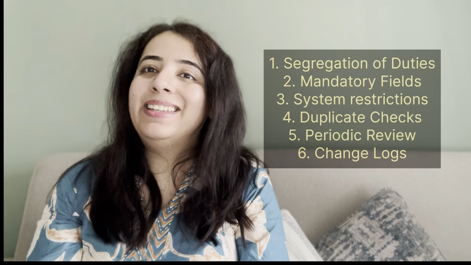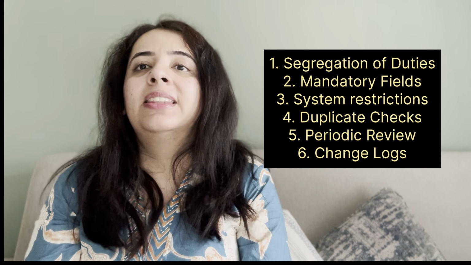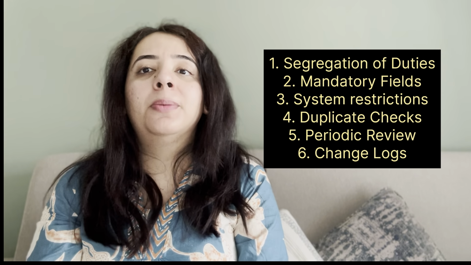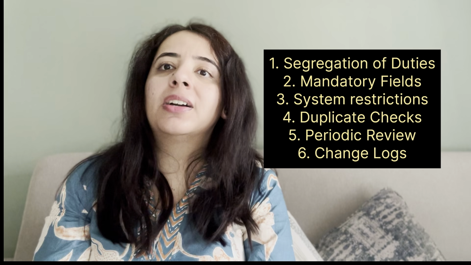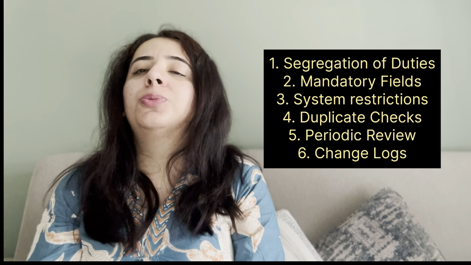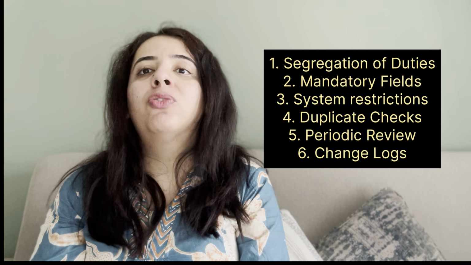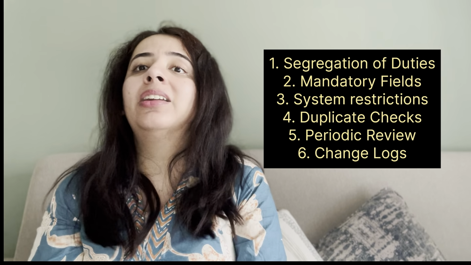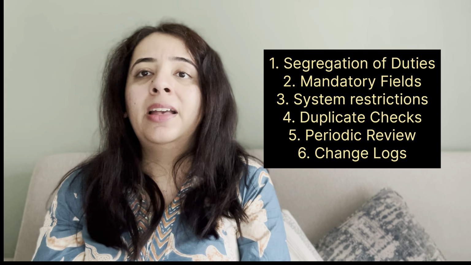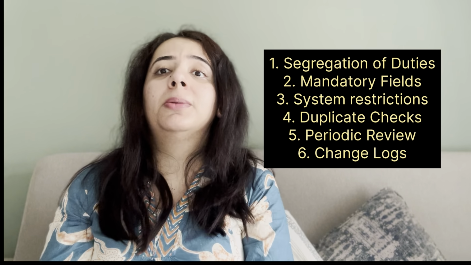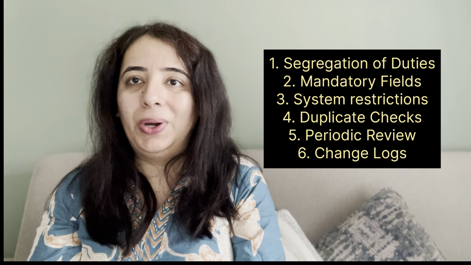So as an auditor, what you can check is firstly, segregation of duties. That is, the same person should not be able to create and approve the customer master record. There should be a segregation to allow for proper verification and a maker-checker mechanism. Similarly, the same person should not be able to modify and approve the record.